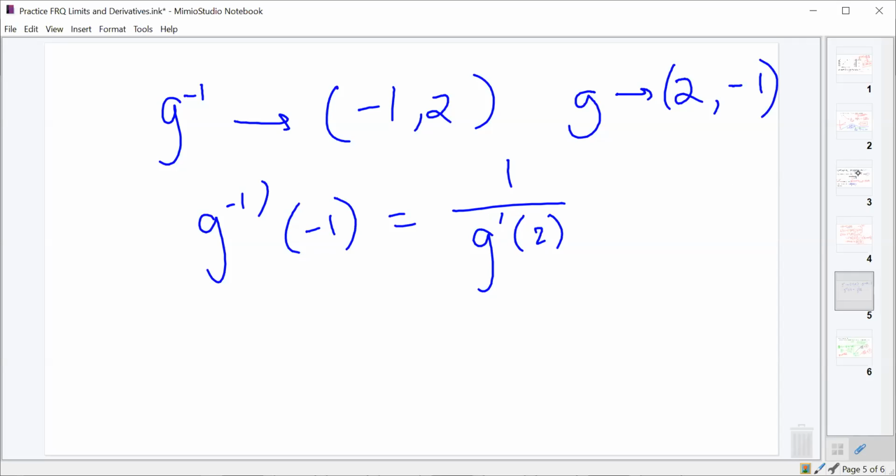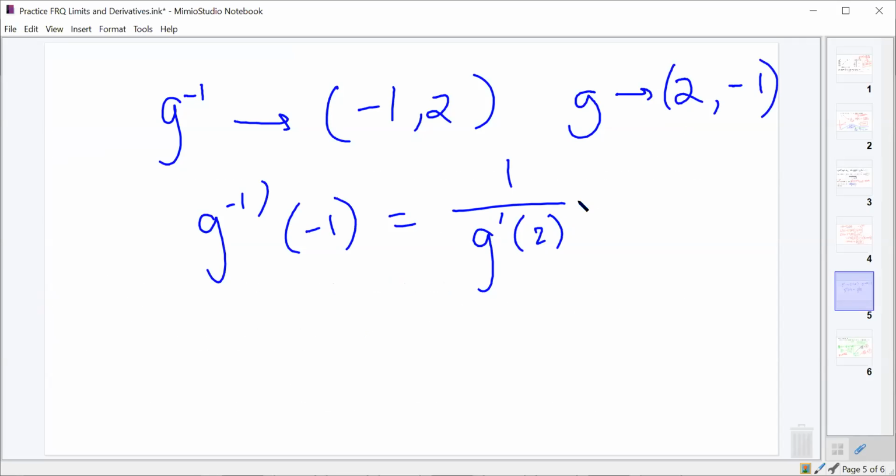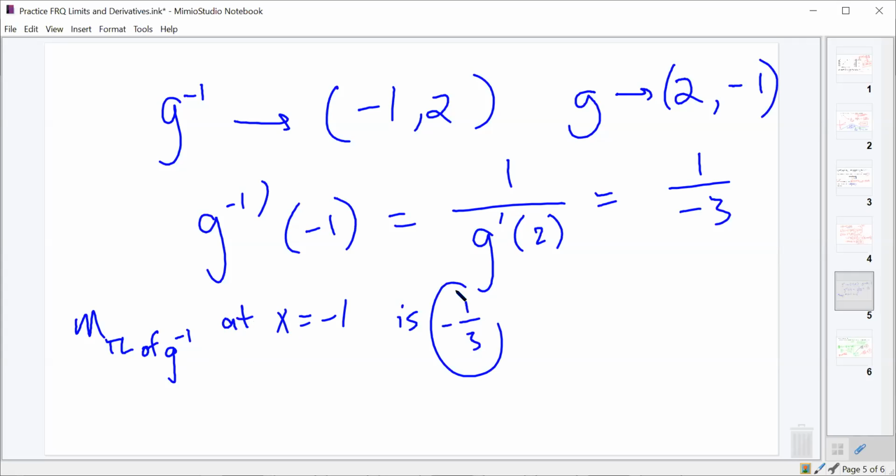So we just need to figure out what g prime of 2 is. Once again, we'll go back to our chart. g prime of 2 is -3. So this is 1 over -3, which tells us that the slope of the line tangent to g inverse at x equals -1 is -1/3. So that's the slope we want to use. And if we're talking about the point for g inverse, what's the point we're going to use?